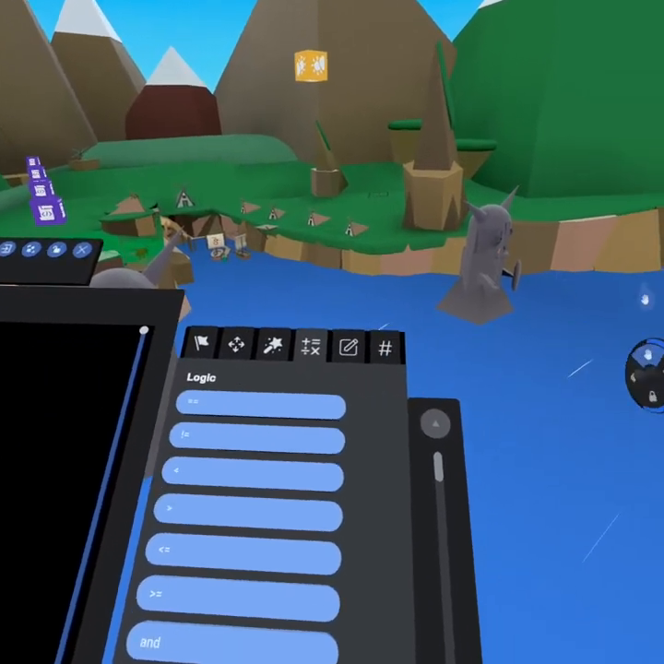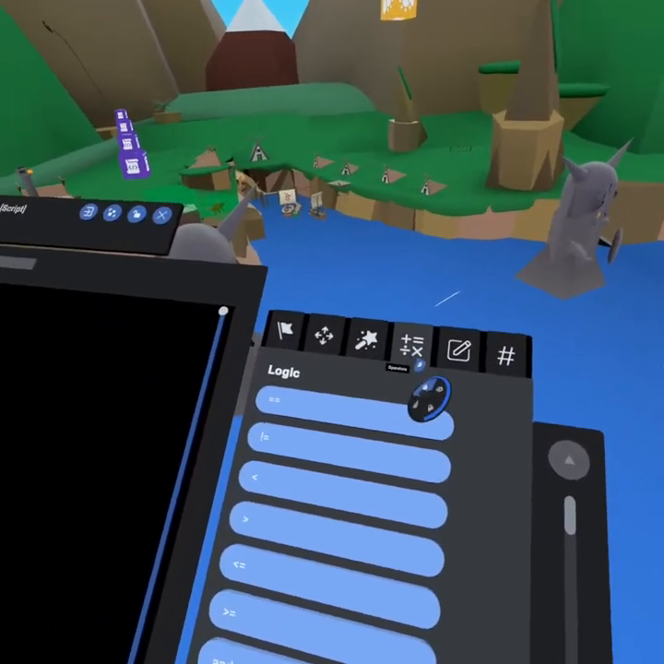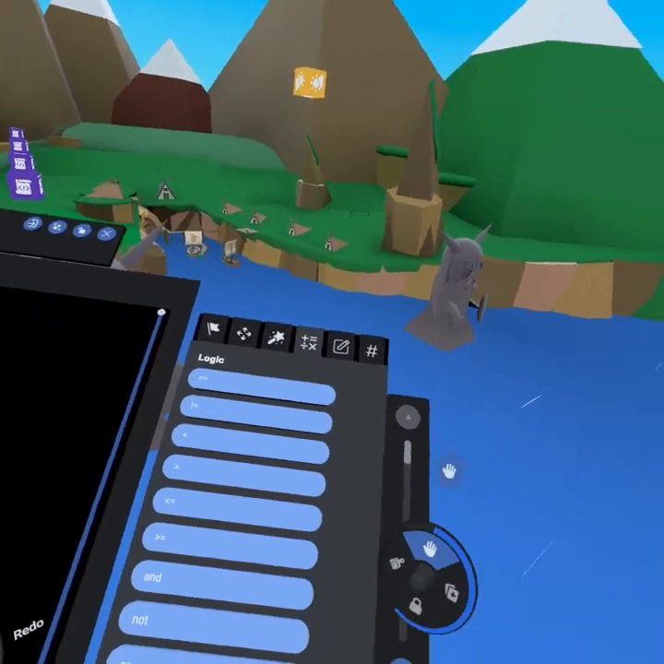We're in math. Don't worry, we've got this. We're in the operators tab, and let's go through this just piece by piece.